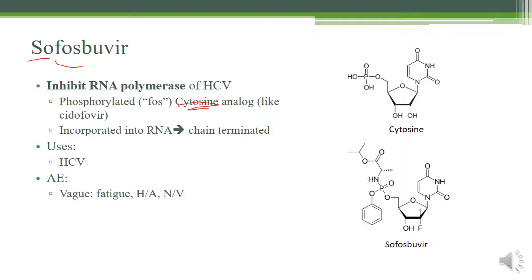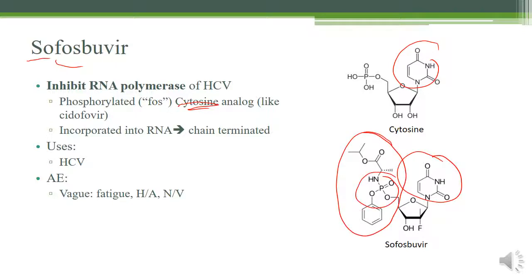Over here I've got a picture of a cytosine. You've got this nucleotide base, and this also has this nucleotide base, but instead of the 5' hydroxyl group, it's going to have this large weird group over here, and it's got the phosphate over here. And it tricks the cell, it gets incorporated into the RNA, and it causes chain termination, just like what we've talked about before. So what that means is that the hepatitis C virus cannot make its RNA and it cannot replicate. It is really only used for the hepatitis C virus.